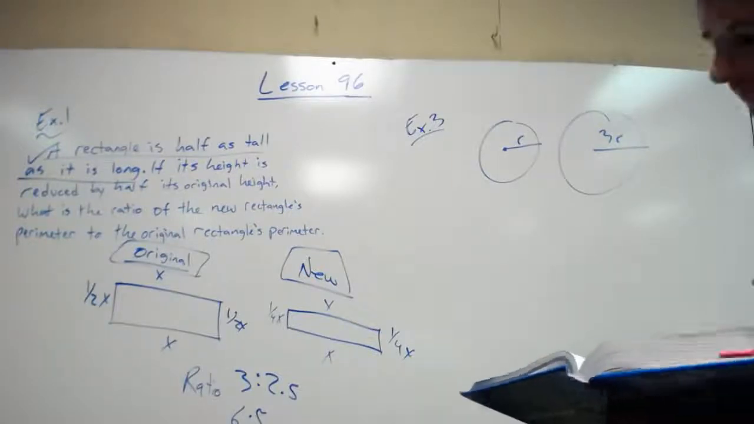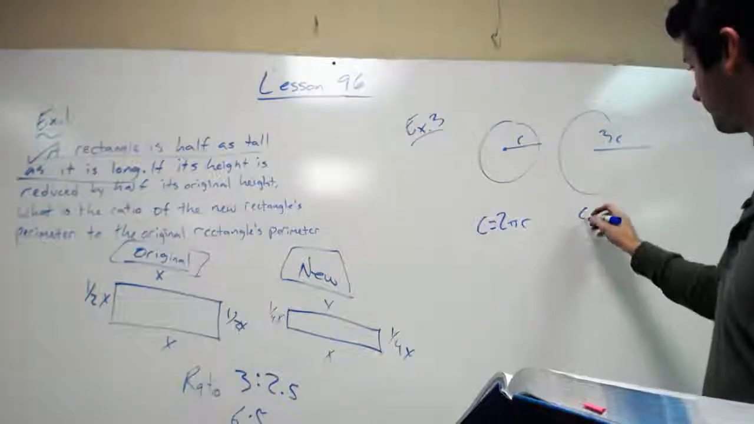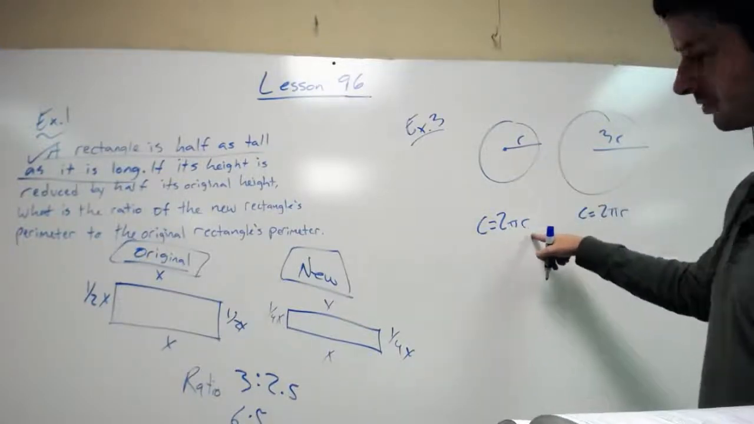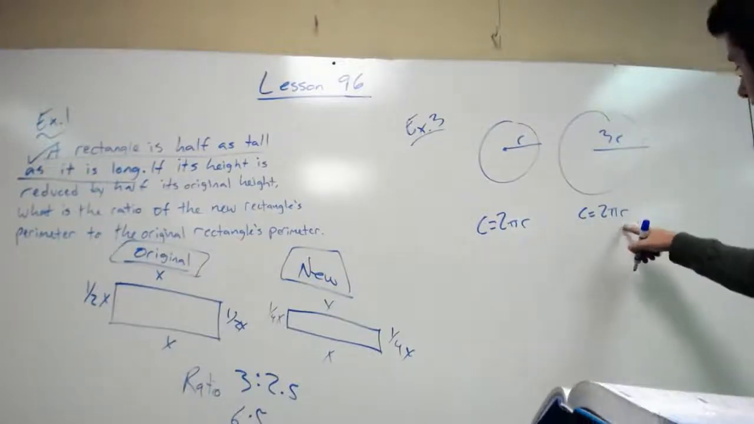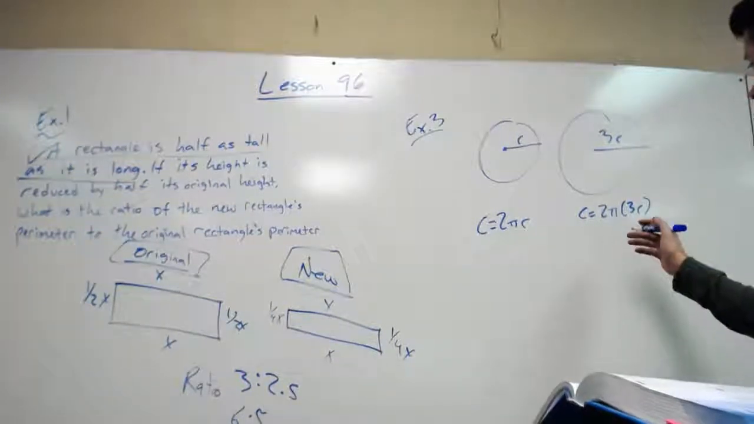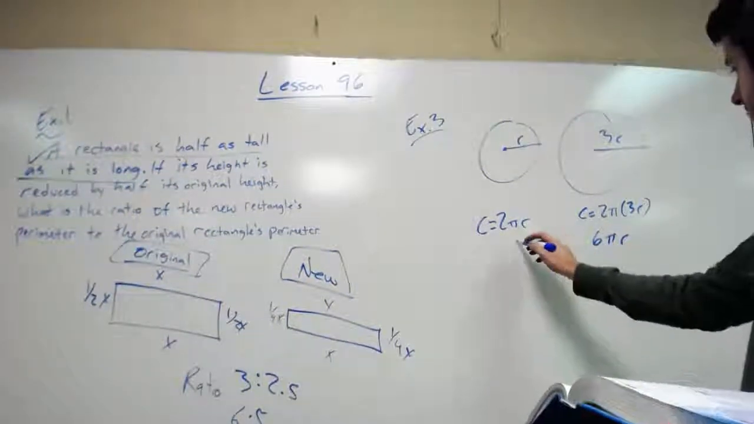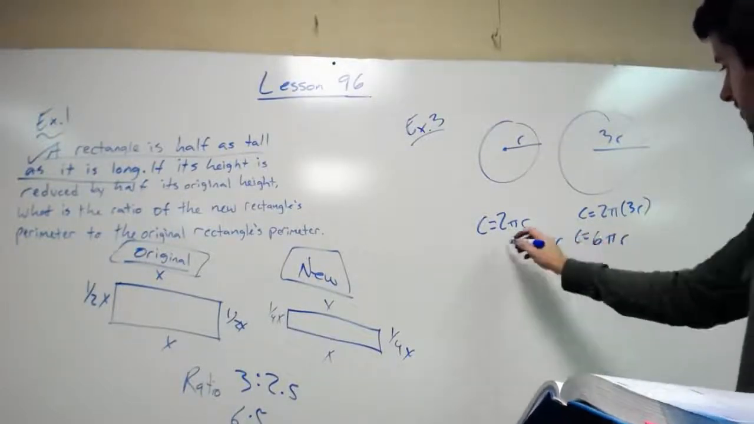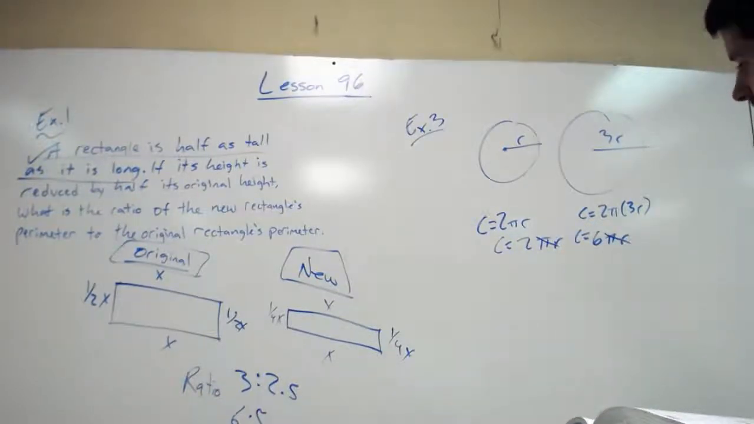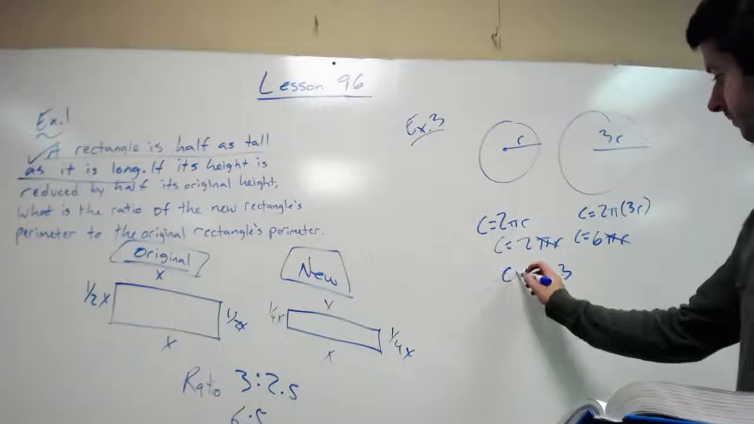Let's do circumference first. Circumference is 2 pi r. I'm going to do it for both of these. We're just calling this one r. For the new one, we're plugging in 3r. So 3 times 2 is 6 pi r. This one's 2 pi r. So there's my two circumferences. When I reduce, the pi and r's cancel out because those are the same. So it is a 1 to 3 ratio for the circumference.